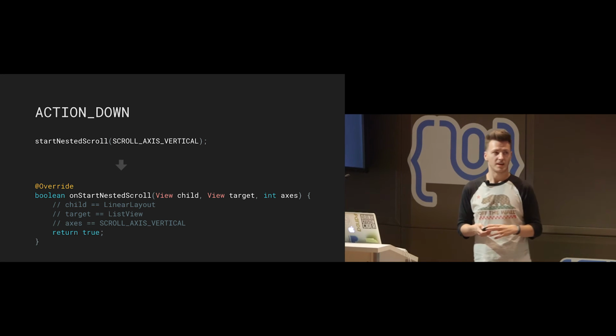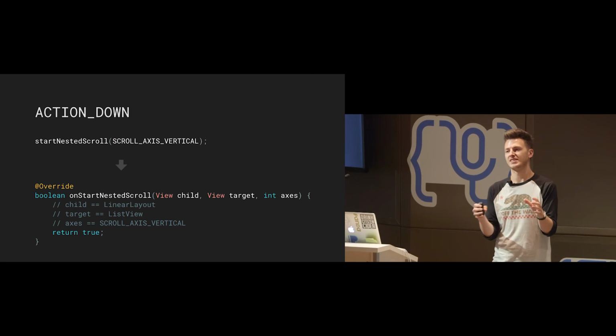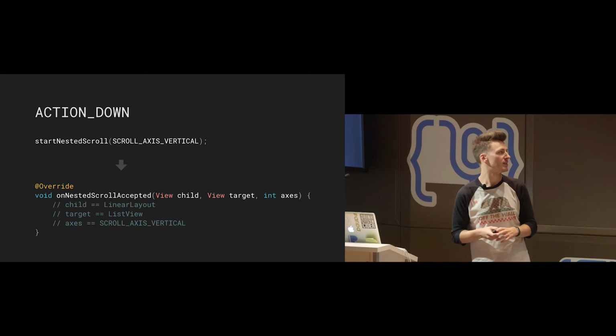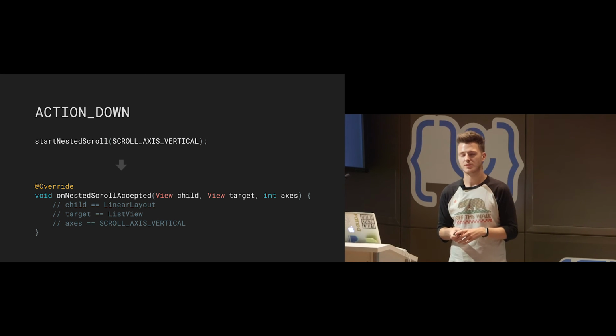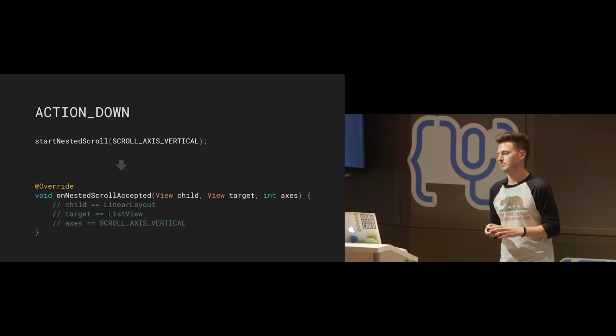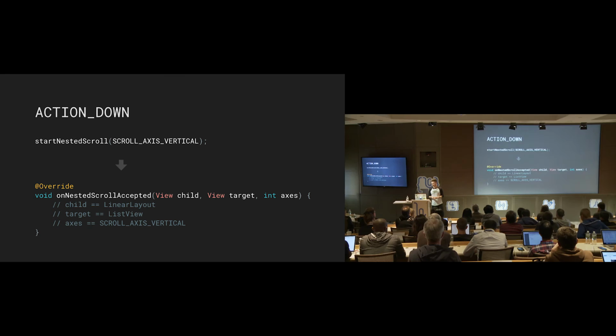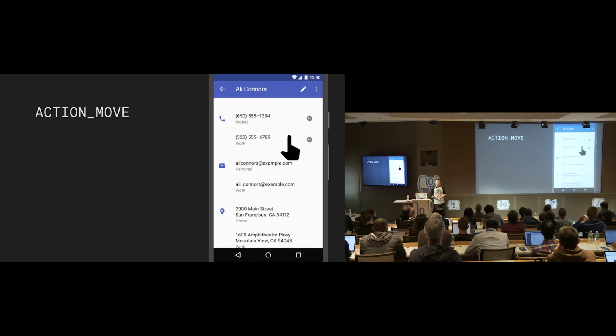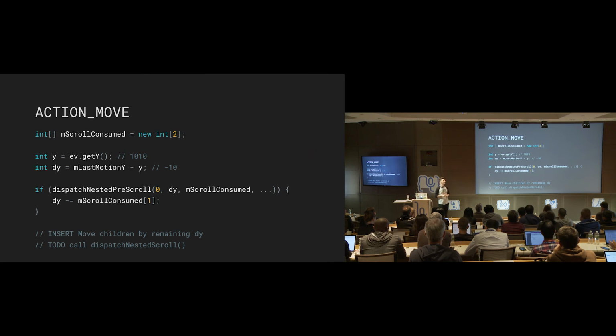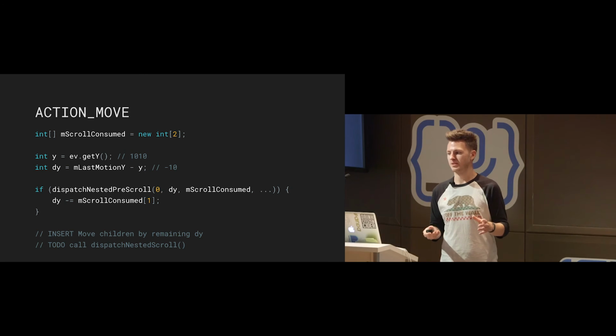So once it returns true and it has accepted a nested scroll, the onNestedScrollAccepted method will be called. I wouldn't worry too much about this method. It's not really used that much, but yeah, it's there. So then the user starts scrolling and moving. So again, we just get lots of action move events. Things are a little bit different here because this is where the bulk of nested scrolling actually comes into play.